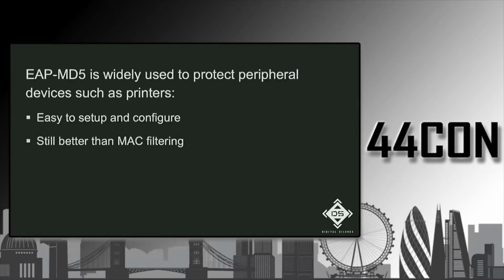But actually, interestingly enough, a lot of peripheral devices use EAP-MD5. And the reason for this is, EAP-MD5 is a much older EAP method. It's not really that secure, but the thing is, it's very easy to set up and configure, and still better than MAC filtering. So if you need to set up 802.1X on your printer in a pinch, you can pretty much just use EAP-MD5, and you know it's probably going to work, and you're not going to have to fight with it too much. And you can still say that, yes, technically we're deploying 802.1X on everything. We have EAP-MD5 running on all the printers, but who cares, right?